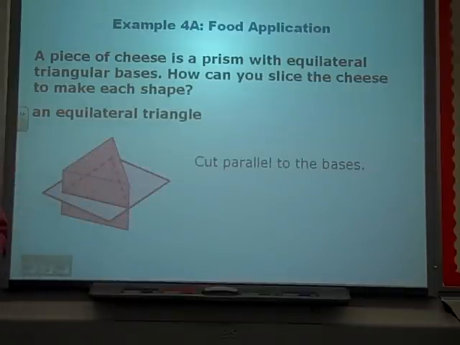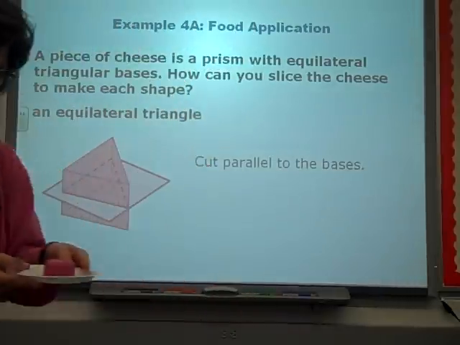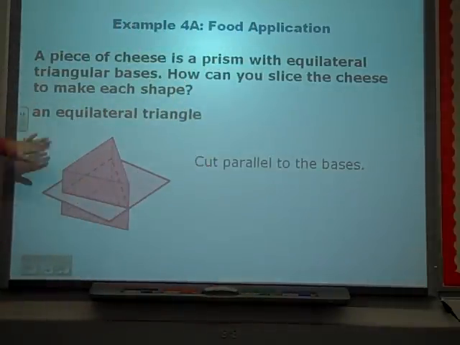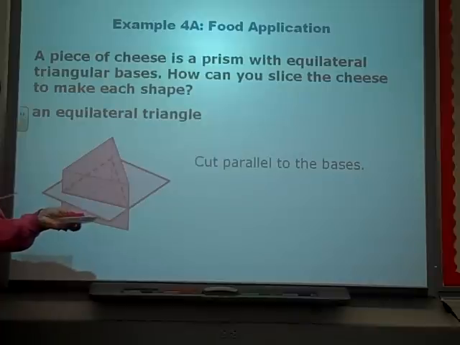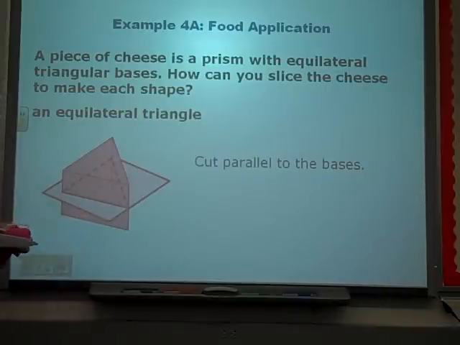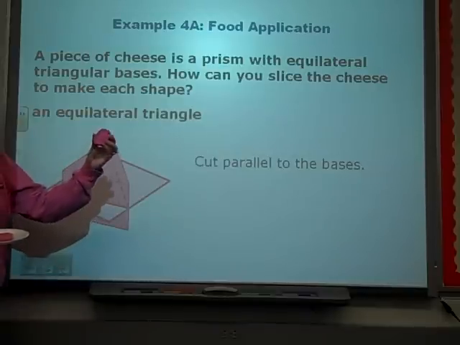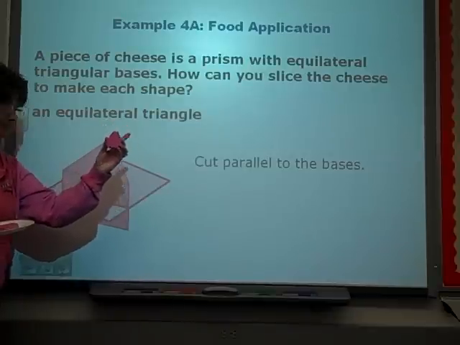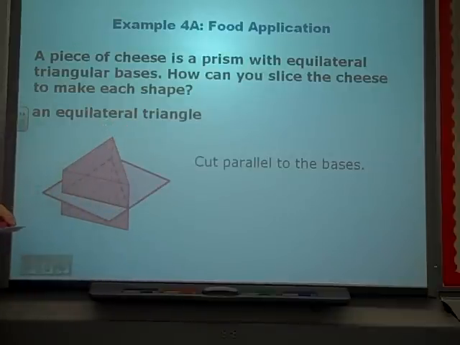Now, let's look at one more figure. They're talking about a piece of cheese here. Notice I have pink cheese also. Port wine, the best. Let's cut this parallel to the base. And what do you think we're going to end up with? Take a second. I know the suspense is killing you. And yes, it is a triangle. It is the same shape as that triangular prism.